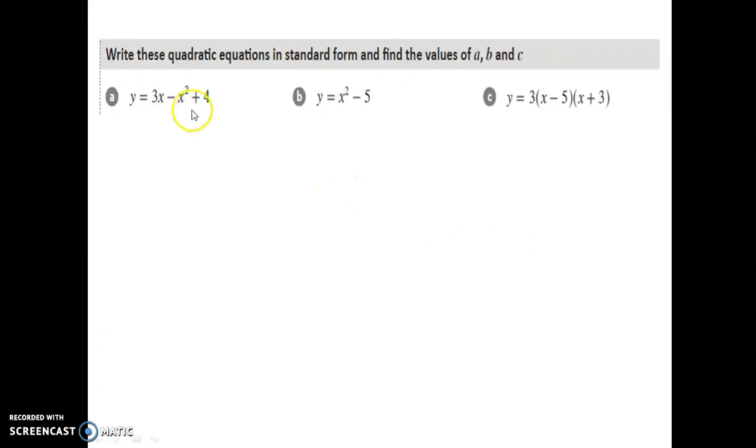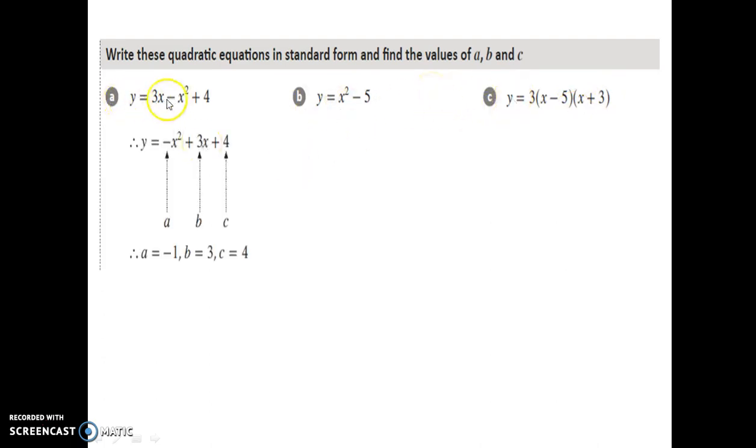So let's look at these. These are all quadratic equations. I would like you to try to write these in standard form. This one is already in standard form, but what are the a, b, c values? This one also. This one you may have to multiply here to write into standard form. Your job again is to find a, b, c values for all three.